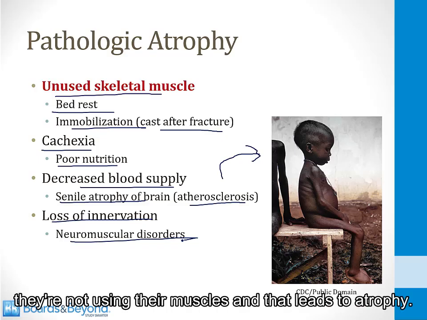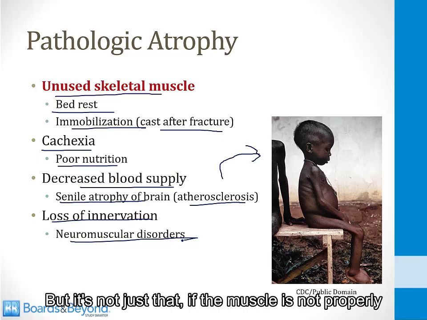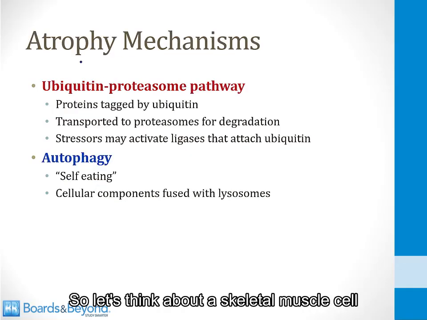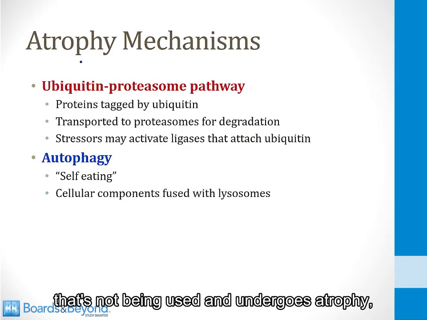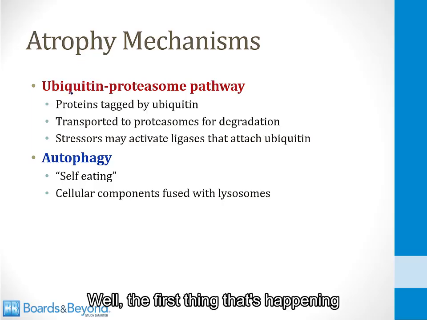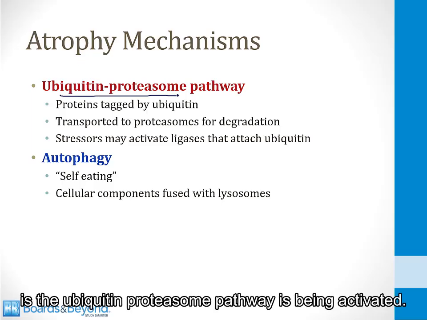First of all, they're not using their muscles, and that leads to atrophy, but it's not just that. If the muscle is not properly innervated, it also undergoes atrophy. So let's think about a skeletal muscle cell that's not being used and undergoes atrophy. What is happening on a cellular level that makes that muscle cell shrink? Well, the first thing that's happening is the ubiquitin proteasome pathway is being activated.